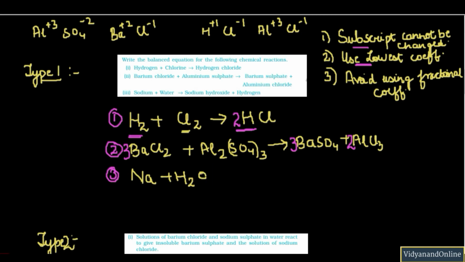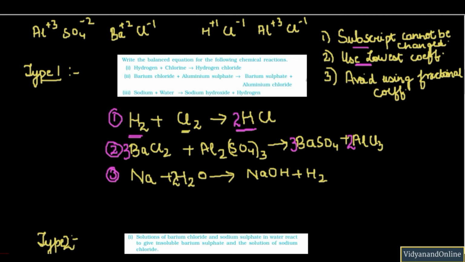Now we have sodium hydroxide, this is NaOH, plus hydrogen, H2. So sodium is balanced, one atom is there and one atom is there in the product also. Talking about oxygen, it is also balanced, whereas hydrogen is not balanced. It is 3 hydrogen here and 2 hydrogen here. So if I put 2 here, then it would be 4.